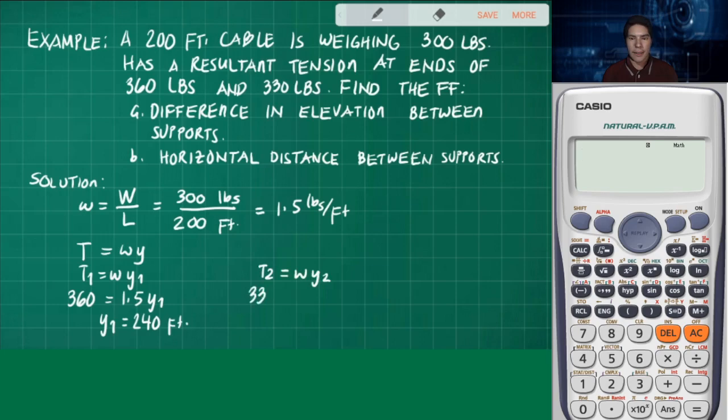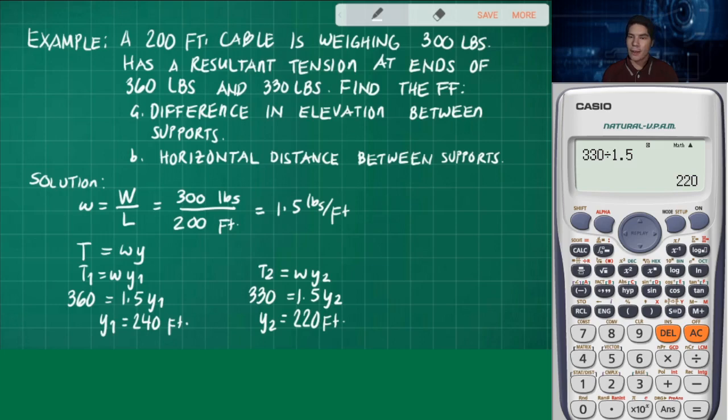Okay, so for tension 2, so we found W on side 2. So tension 2 is 330. So 360 divided by 1.5, okay, so that is 240. And then dun sa 330, that is 220. So we have 1.5 y sub 2. So y sub 2 is 220. Diba? So since may difference ng elevation, kaya nag-differ din yung tension. So imagine if equal yung y sub 1 and y sub 2, so T1 and T2 would be also equal. Okay?